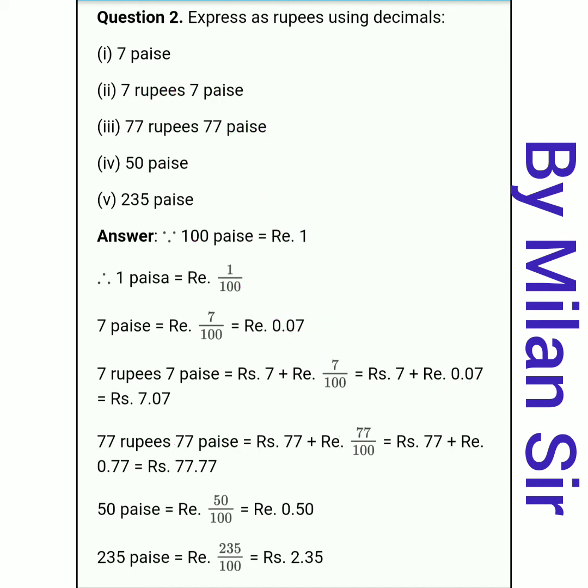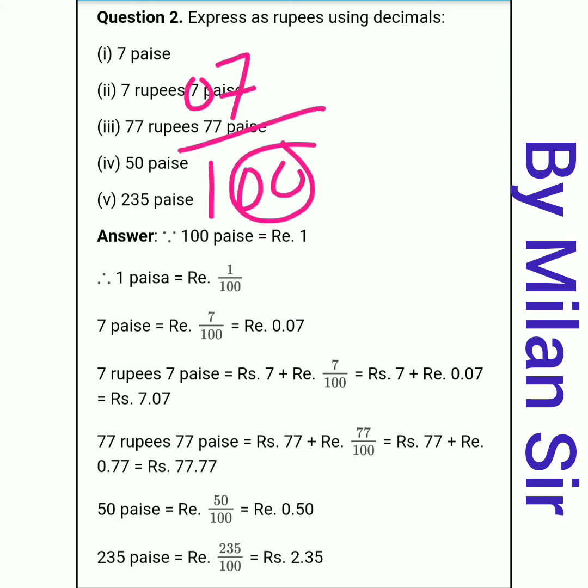Again 7 by 100. Here we have 20, so here we need to convert our numerator into 2 digits, and before those 2 digits we need to put a decimal point, and before that we need to put 0. So 0.007 rupee.